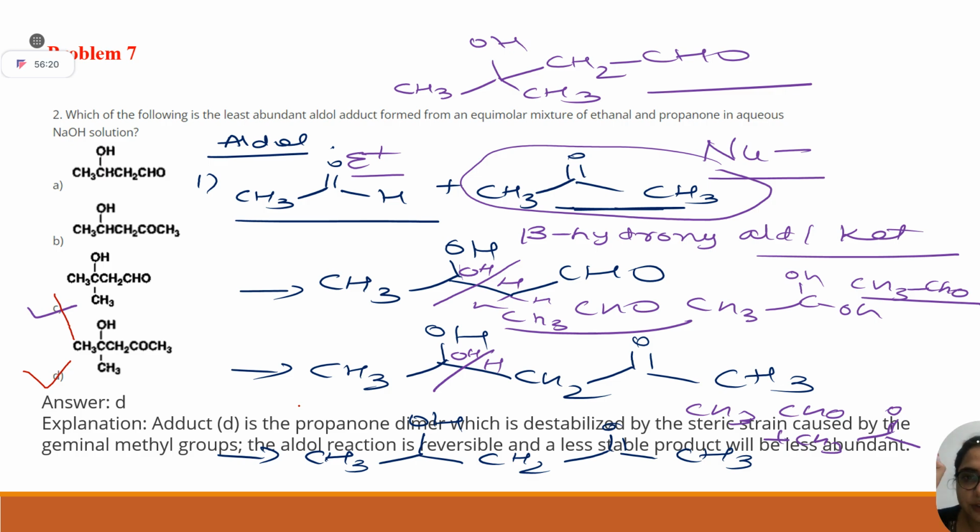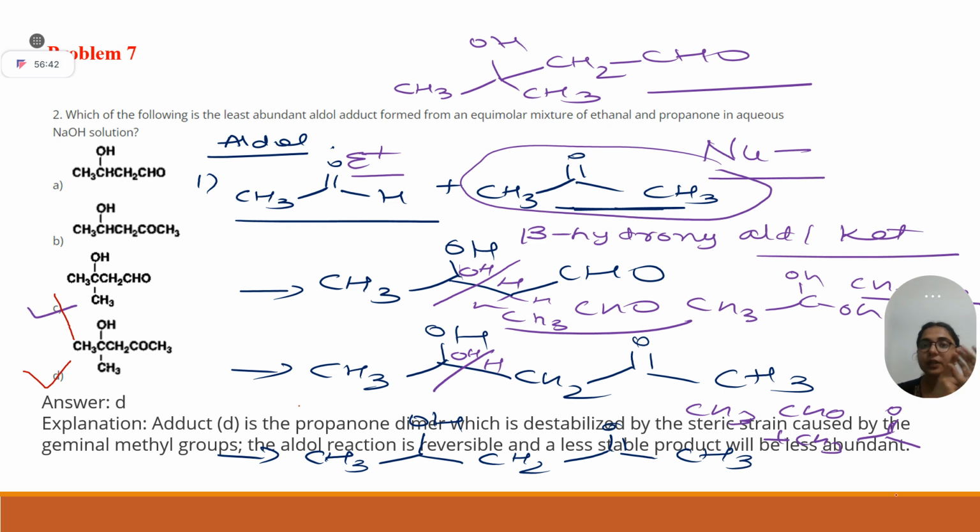In this question, this was a very important question. What they were saying is there are two things: ethanal and propanal, right? So aldol, there are many possible aldol products.